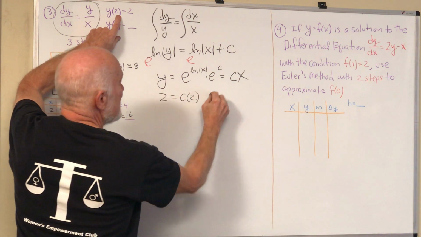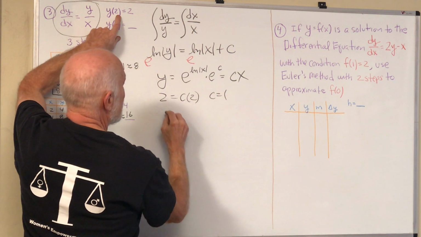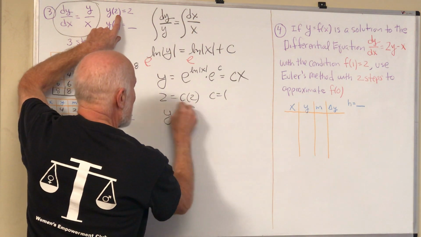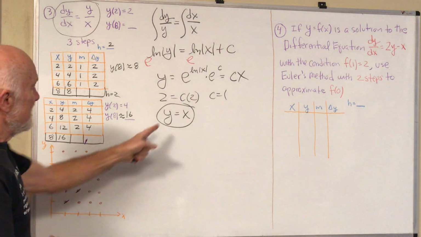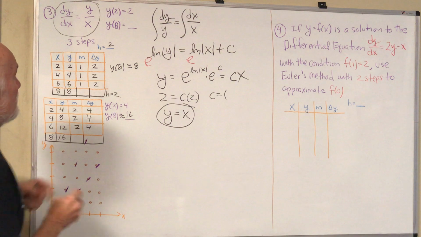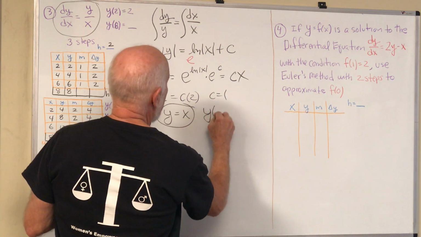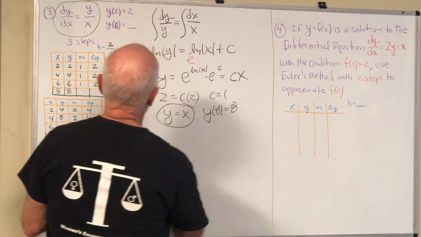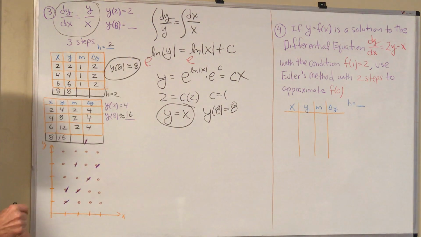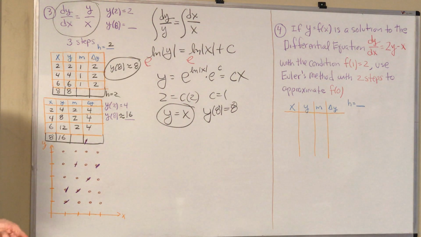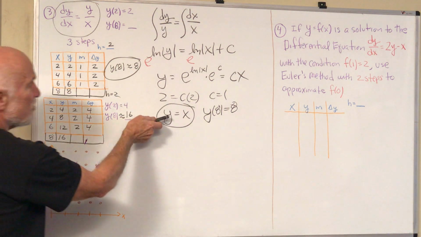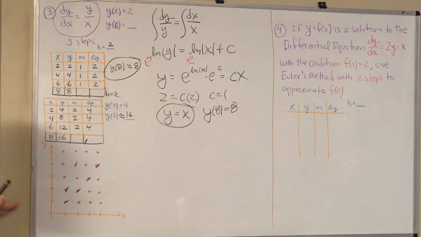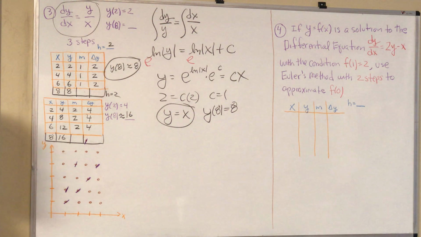So if I put in my initial condition, I get that c equals 1. So y equals x is the solution to this differential equation. Well, do you see why what is really then y of 8? It equals 8. Exactly what we predicted. And why did Euler's method do 100% correct? It's because the solution to that differential equation is a straight line. So tangent lines, no matter how many steps you take, are going to do perfectly.